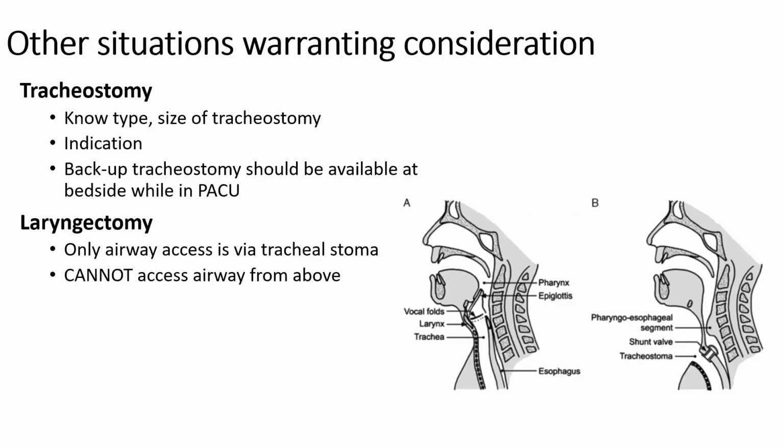Patients who have a laryngectomy, as you all probably already know, now you've separated the airway essentially from the naso and oropharynx. And so there is no way to access the airway from above. And so the only way to manage their airway is through that tracheal stoma. So that's just important to also be aware of.